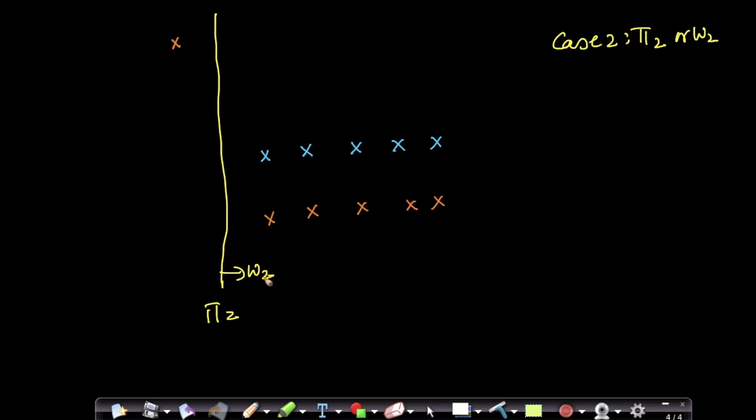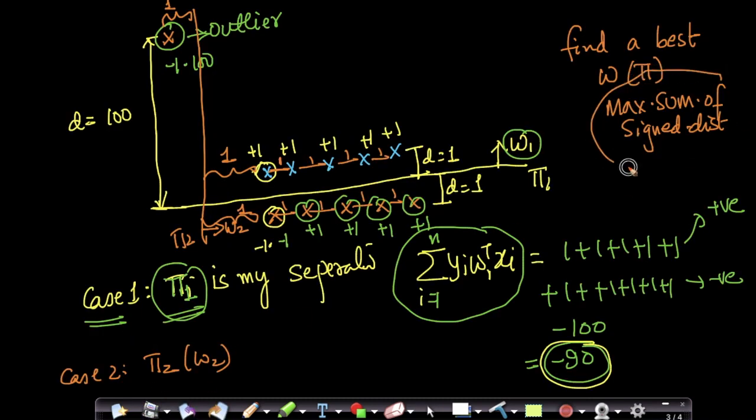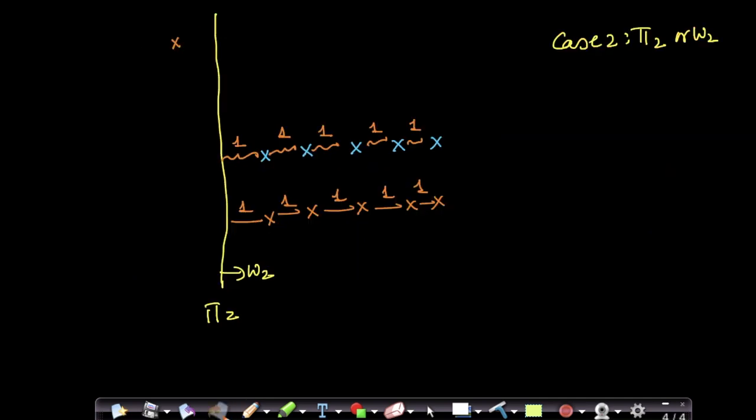Now, since this is W2, what will happen? My pi 2 will say all of these points are positive because they are on this side, and this point is negative. Let's assume, just for simplicity, that the distance between these 2 points is 1 unit, and similarly these distances are 1 unit. I'm just trying to construct an example to show you that the problem we are solving, which is the sum of signed distances, can be incorrect. Let's assume this distance is also 1.